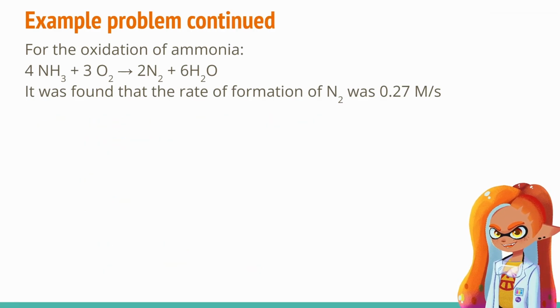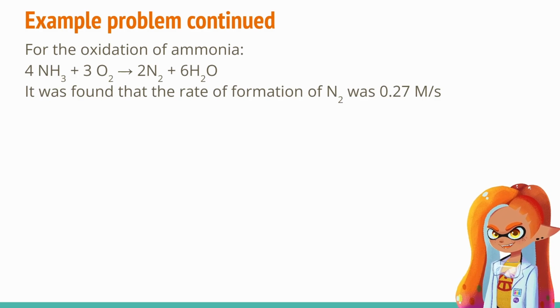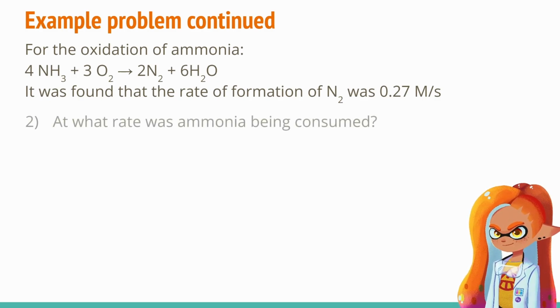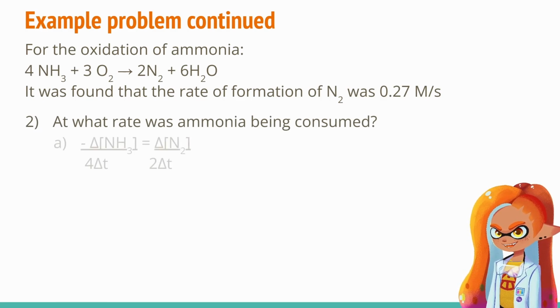So you can apply this for any part of the reaction. If you're given one thing, you can find the rate of everybody else. So you can see how much ammonia was used up in this reaction. So you do the same setup. As a reminder, the negative sign means it's being used.